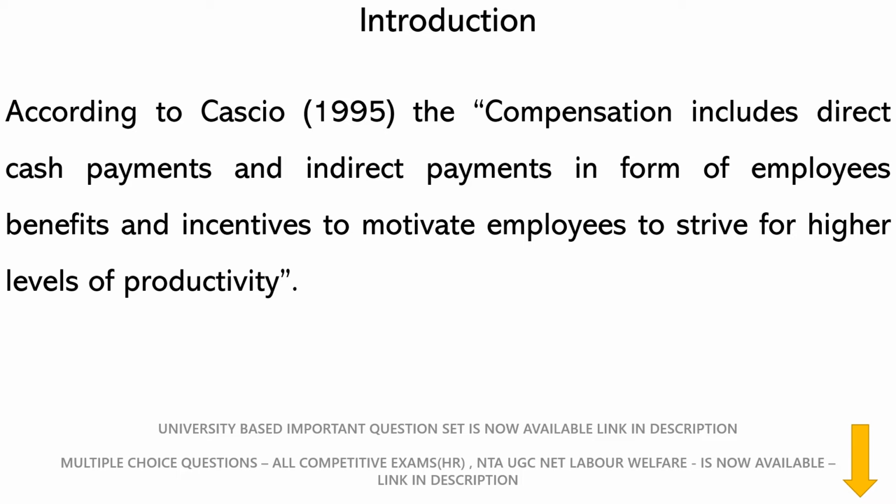Here I have given a very basic definition of compensation. According to Casio, compensation includes cash payments and indirect cash payments in the form of employee benefits and incentives to motivate employees to strive for higher levels of productivity. So basically, compensation means all forms of financial and non-financial rewards that are provided to the employees for their work.